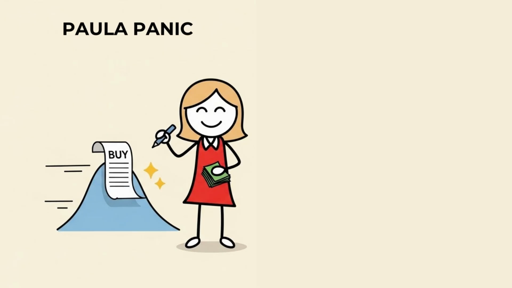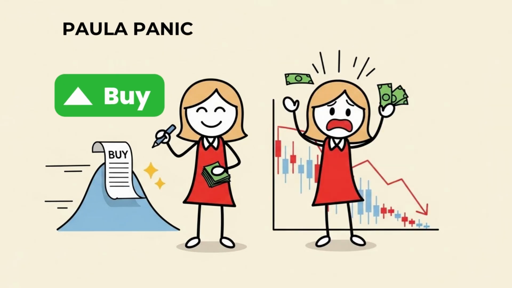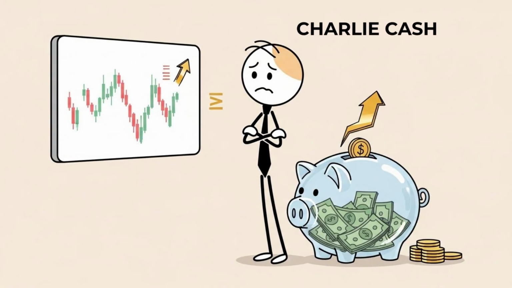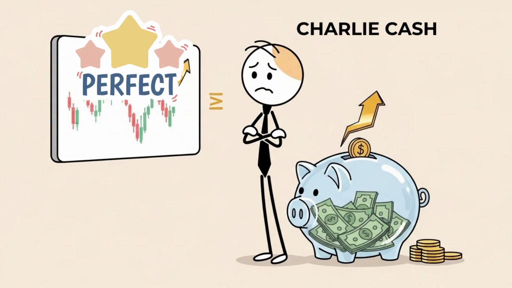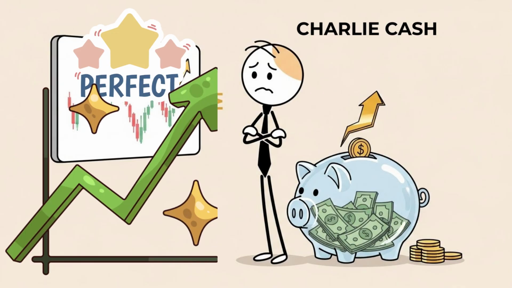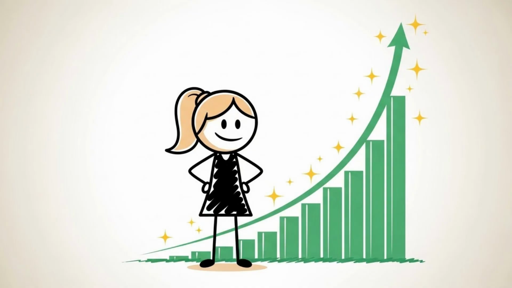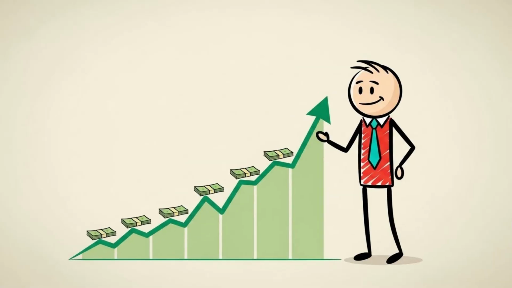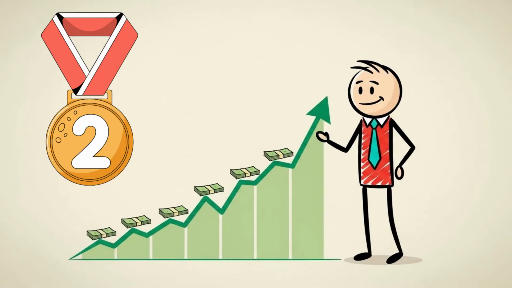4. Paula Panic. She buys in, but sells during scary downturns. Her results are the worst. 5. Charlie Cash. He waits for the perfect moment, which never comes. He barely earns anything because his money sits on the sidelines, missing the market's long-term upward trend. At the end of 20 years, Lucy usually wins. Daniel DCA comes surprisingly close.